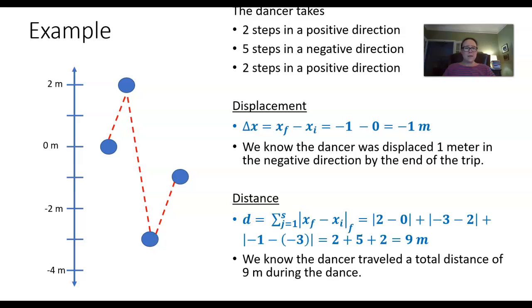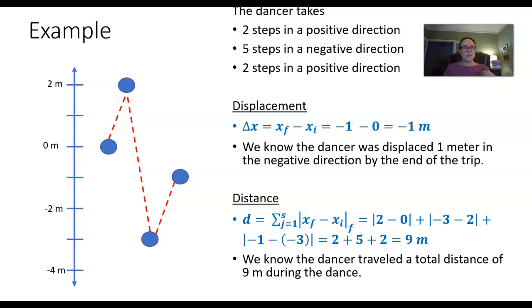So my example is a dancer doing some type of dance routine. First she takes 2 steps in the positive direction, and then she takes 5 steps in the negative direction, and then 2 more steps in the positive direction. And I'm just assuming that each step is a meter long, just for simplicity. So I've put a diagram here to help me understand how this dancer is moving, and I assume she started at 0 meters.